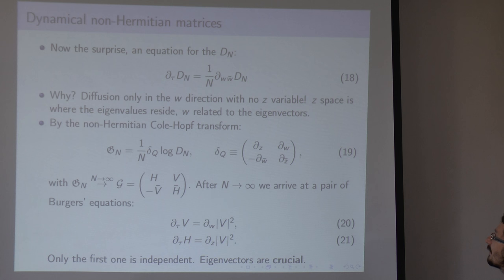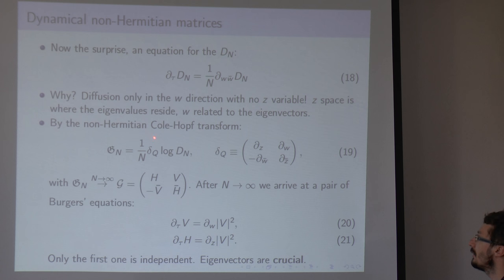In particular, we do basically the same thing, and we should expect out of this already an interesting thing: we now have a pair of Burgers equations. We want to obtain an equation for this Q Green's function, which is a 2x2 matrix with two independent degrees of freedom. So we want to have two Burgers equations.